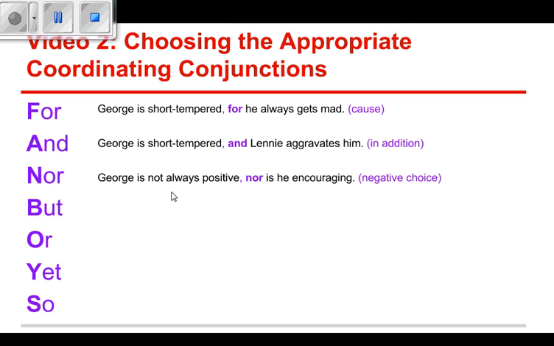Here's a sentence using nor. George is not always positive, nor is he encouraging. So we have two choices related to George. However, it is a negative choice. So he's not positive, and he's not encouraging.